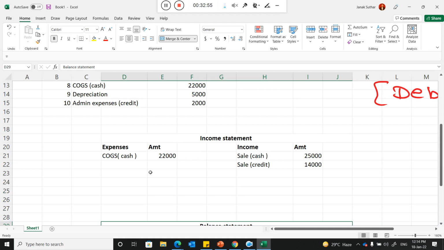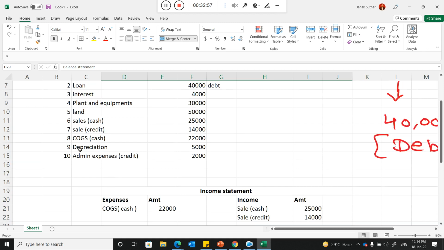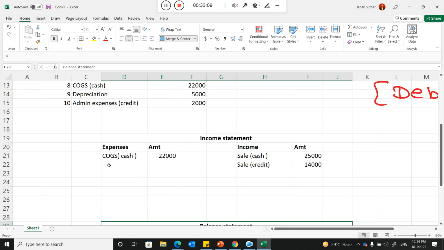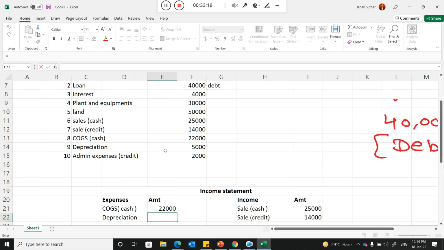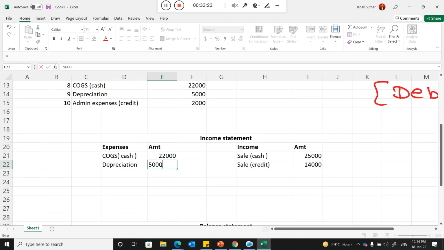The next one is, I think, the depreciation. The depreciation is given as 5. How much is there? Okay, 5,000. So that also I need to write here. Depreciation. So in depreciation, how much amount? 5,000. Okay, so that is done. The depreciation is done.